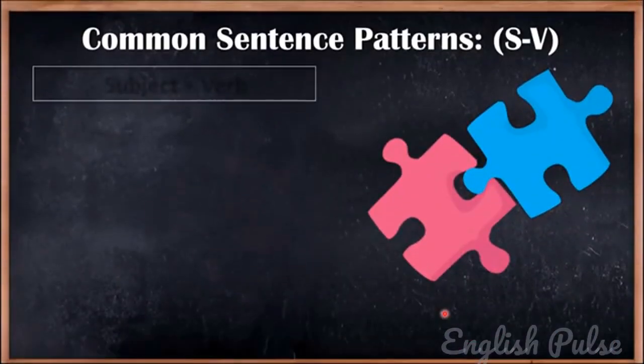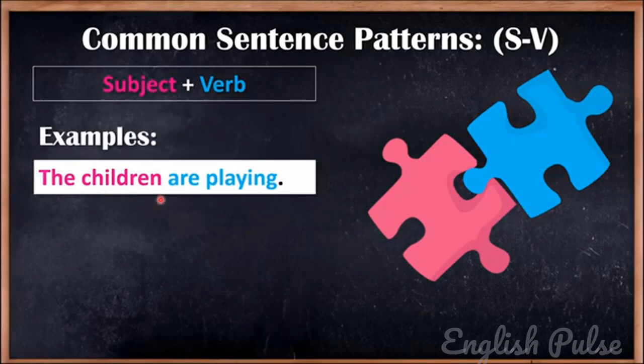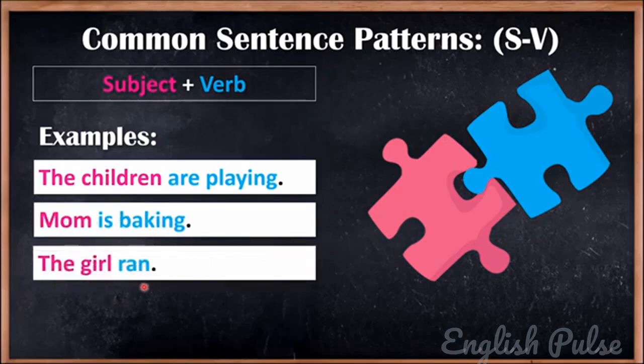Now let's talk about some other common sentence patterns. Some sentences are very simple. They just have a subject and a verb. For example, the children are playing. The children is the subject, are playing is the verb in the present continuous tense. Mom is baking. The girl ran. Here we have the subject, the girl, and the verb ran in the past simple tense.